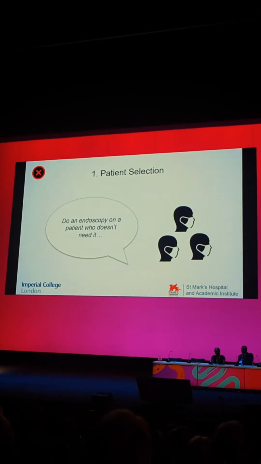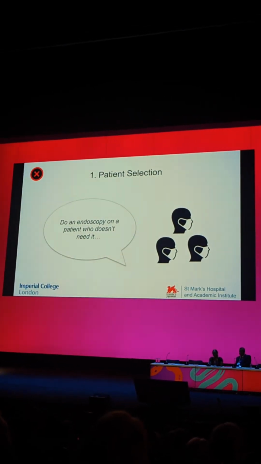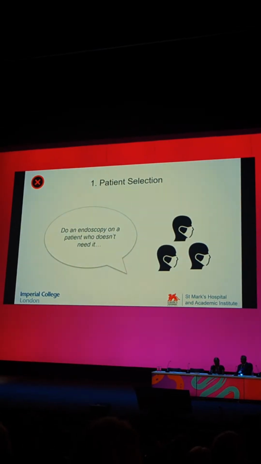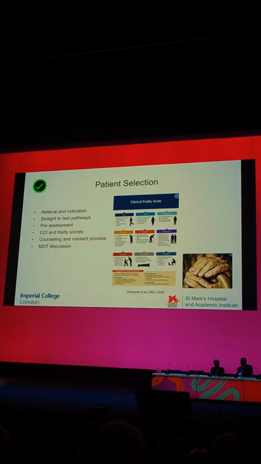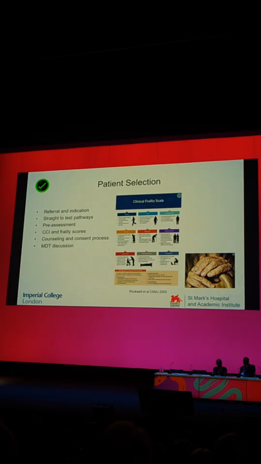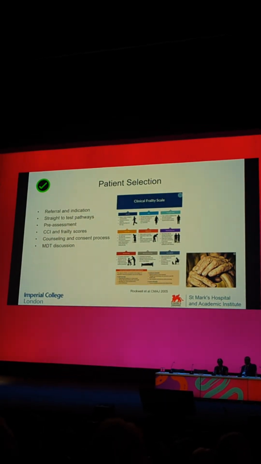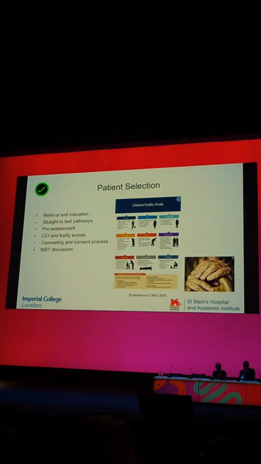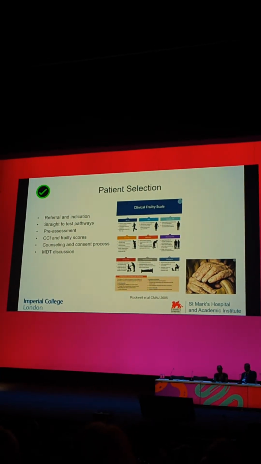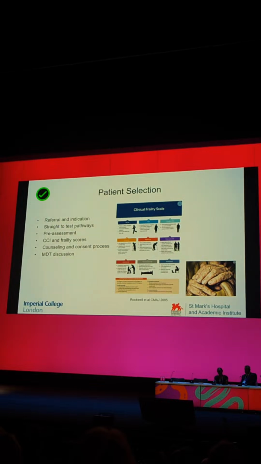So the first mistake is doing an endoscopy on a patient that doesn't need it. This is actually quite tricky when we think about the volume of referrals that we all receive for endoscopy. When we think about straight to test pathways, we often don't know what this patient is about and whether they can even undergo an endoscopy. So pre-assessment becomes really crucial in this setting.